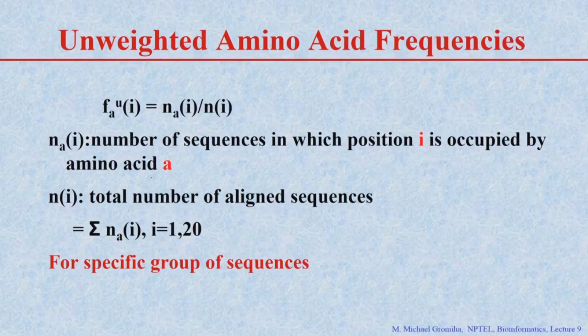Here we do not give any weightage. In this case U means unweighted. So, the frequency of residue A at the position I is given as the number of sequences having the residue alanine at position number I normalized with the total number of aligned sequences. So, this I varies from 1 to 20, right. This is equal to 1 to 20 for the 20 different amino acid residues.